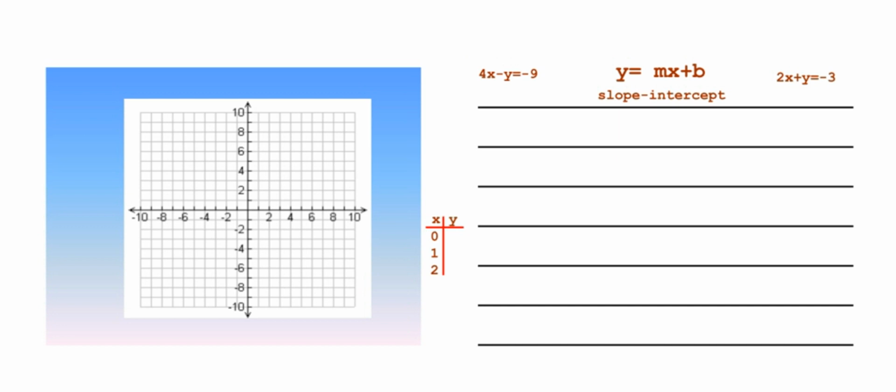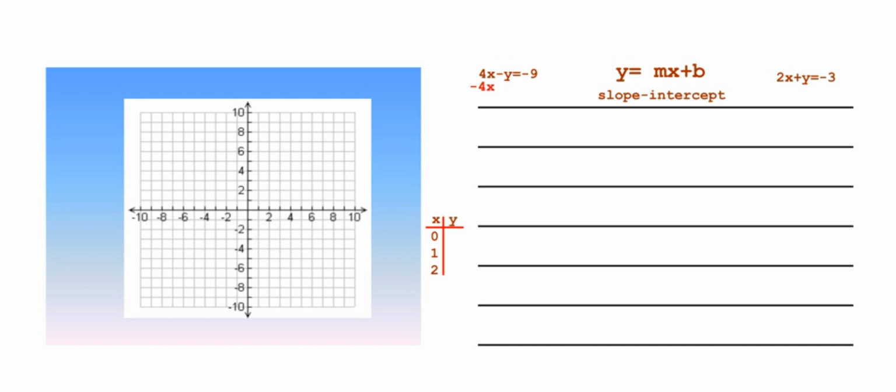And you can plug them in and make two tables and then plot them on the graph that's on the left side. You're welcome to do that, it still works. But for this case, I want to write in y equals mx plus b format, slope intercept. That way it's easier to see later on with our calculators to double check.